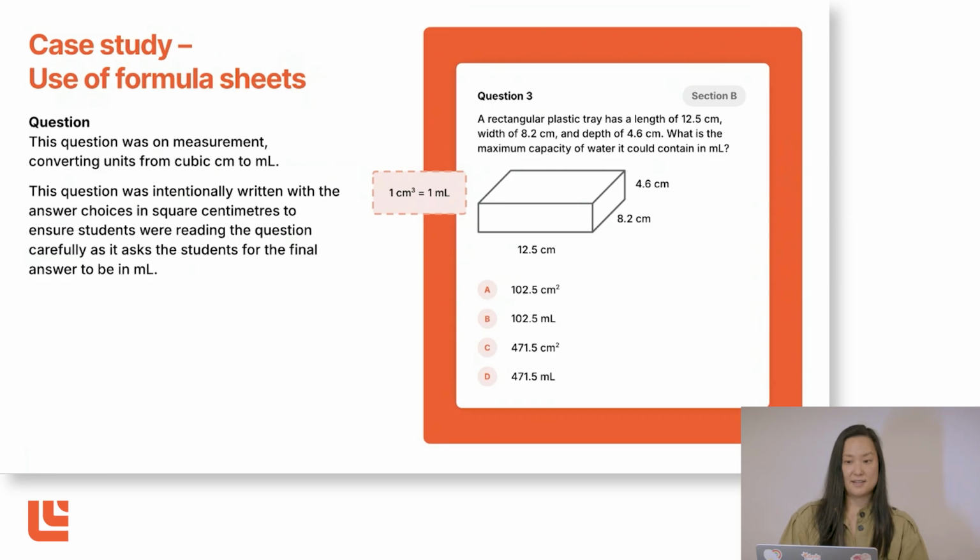In the next case study, this question is about finding capacity and volume. This question was intentionally written with the answer choices in square centimeters. So if the student was just looking at this question and knew it was volume and capacity, they should already know that centimeters squared would not be an option. But the question stem also states, what is the maximum capacity of water it could contain in milliliters. So students would know that their answer should be in milliliters.